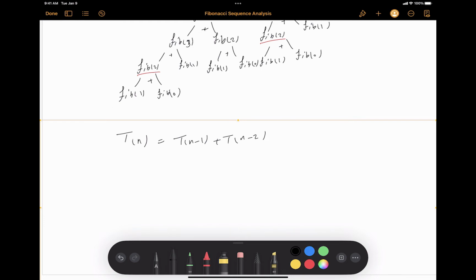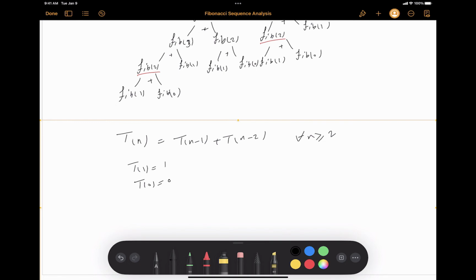I'm going to explain this in a moment. This holds for all n greater than or equal to 2, and we know that T of 1 is equal to 1 and T of 0 is also equal to 0. So what does it mean? T of n means the time complexity, or the number of operations to calculate the Fibonacci of n, and n in this case is the input size. T of n minus 1 is the time required to calculate the Fibonacci of n minus 1, and the same concept goes for n minus 2, the time required to calculate the Fibonacci of n minus 2.